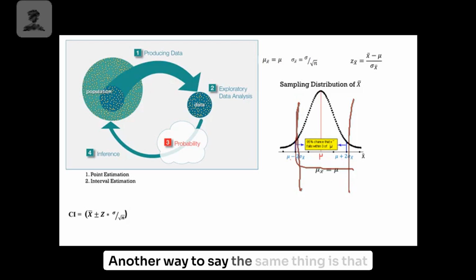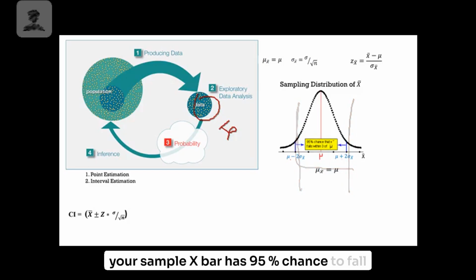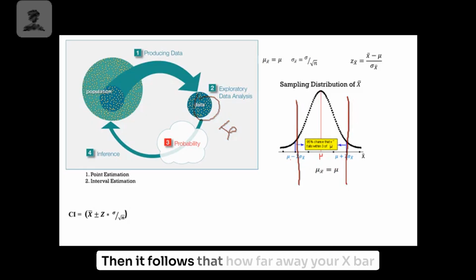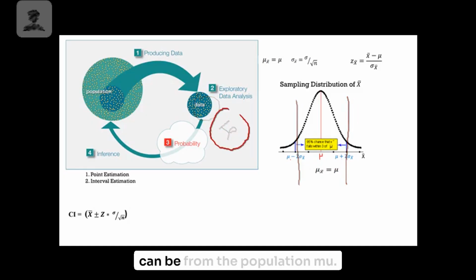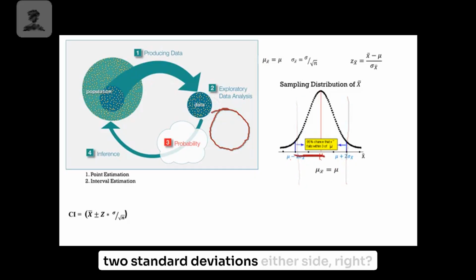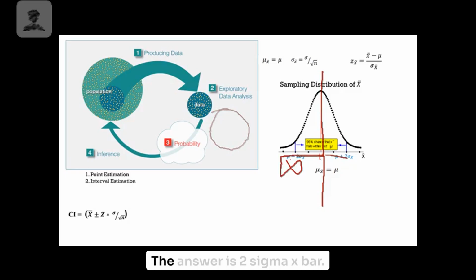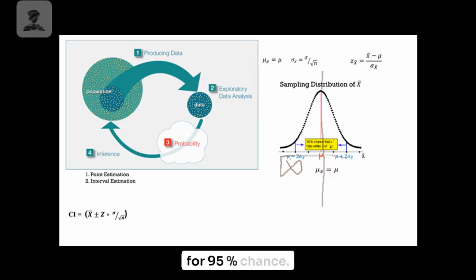Another way to say the same thing is that your sample x bar has a 95% chance to fall within two standard deviations. Then it follows that how far away your x bar can be from the population mu? Well, two standard deviations either side, right? So how far can your sample value be from the population value? The answer is 2 sigma x bar for 95% chance.